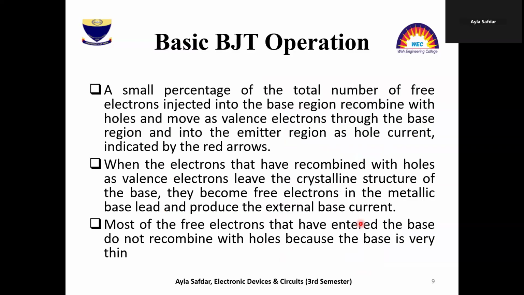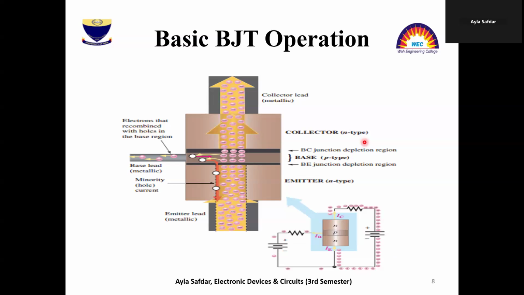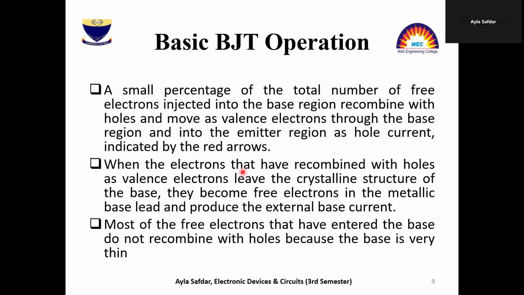In order to understand, this is the description. I will quickly go through it. I have described the whole working operation. A small percentage of the total number of free electrons injected into the base recombine with the holes and move as valence electrons to the base and into the emitter as hole current. The red arrows shown over here are talking about this. The electrons that have recombined with the holes as valence electrons leave the crystalline structure of the base and become free electrons.